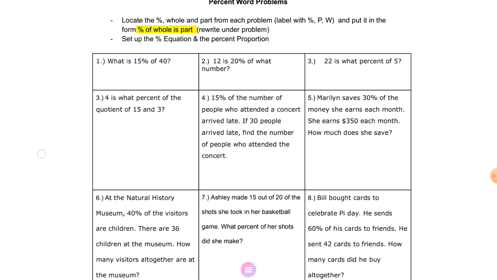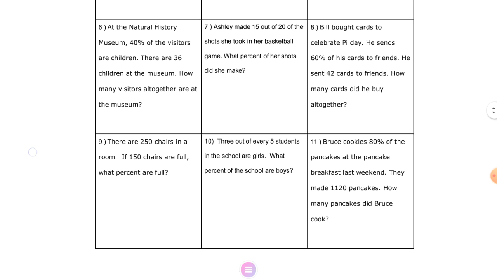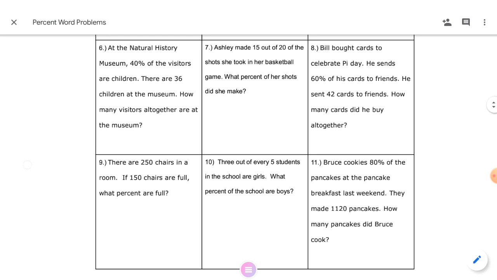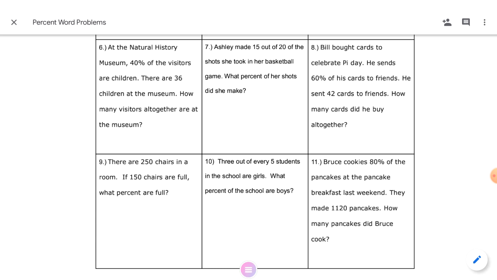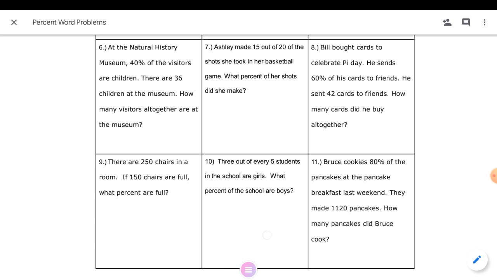Okay, number 6. At the Natural History Museum, 40% of the visitors are children. There are 36 children at the museum. How many visitors altogether are at the museum? Afton. 40% of W is 36. Okay, 40% of W is 36. How do you know I'm looking for my whole? Because it says how many visitors are all.